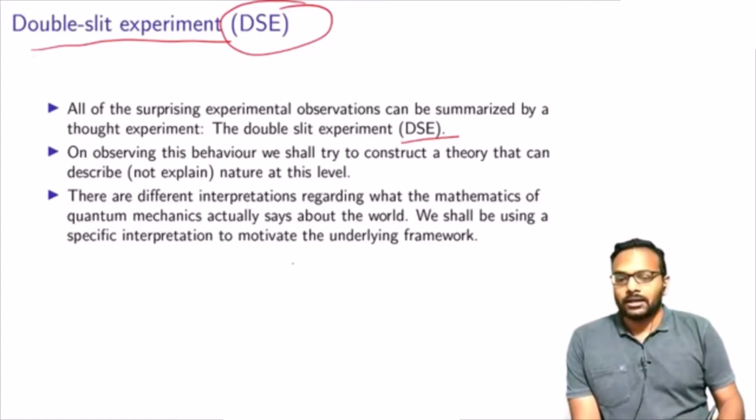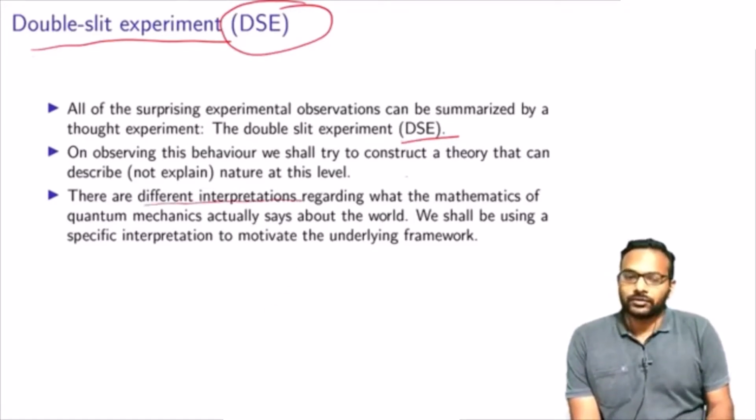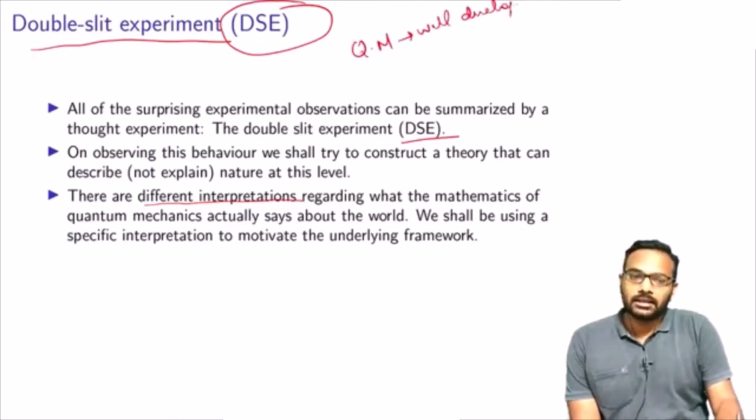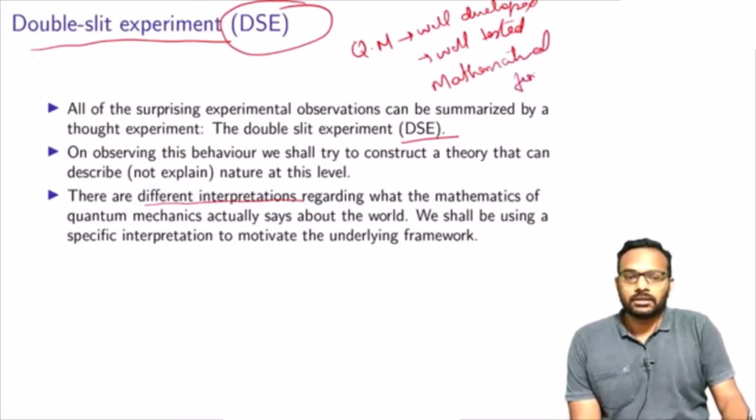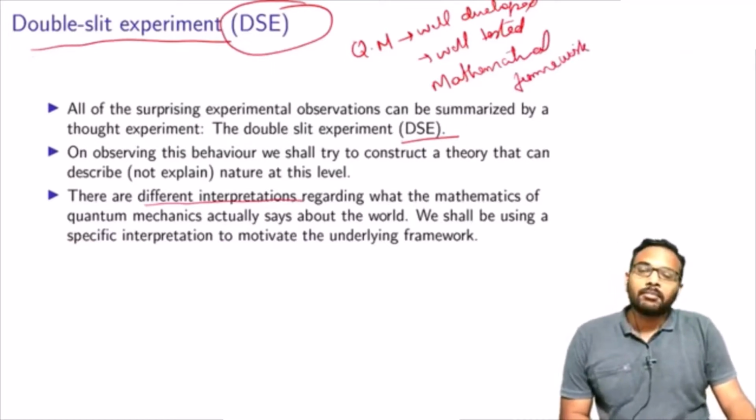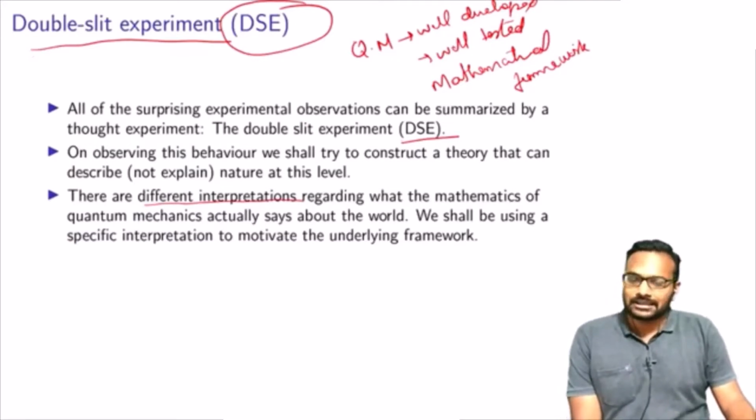And one more thing, which we won't come back to until later in this series. There are different interpretations of the mathematics of quantum mechanics. Quantum mechanics is a well developed and well tested mathematical theory, but nobody knows what it actually says about nature. We can make predictions, and these predictions are correct, but what does it actually say about the electron? This is not really clear.